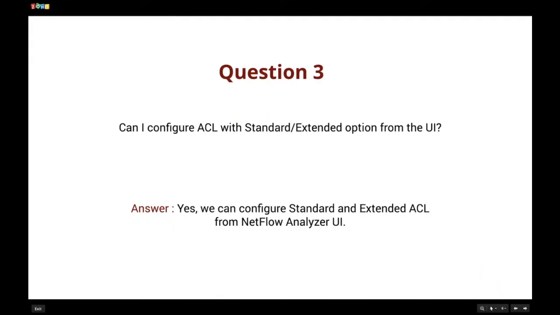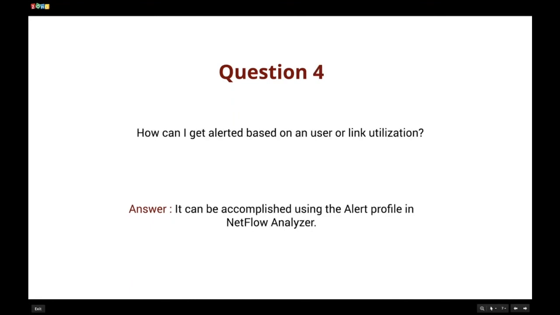All right, so let's go to the fourth question. Can I get alerts based on the user or link utilization? Yes, this can be achieved using the alert profile feature that we have. You can specify the criteria based on a user IP or a link IP, and you can get alerts based on the IP that you want to monitor and want the alert from. Let me show that in the UI.